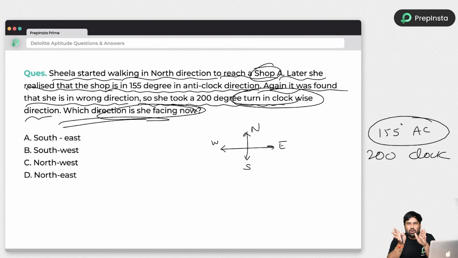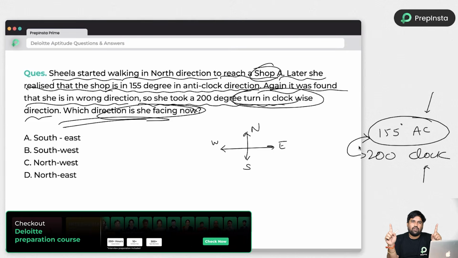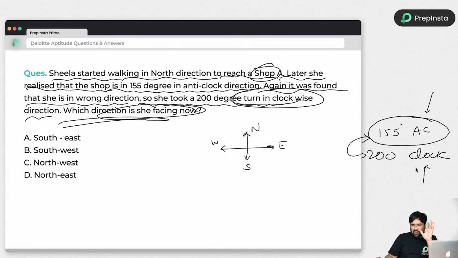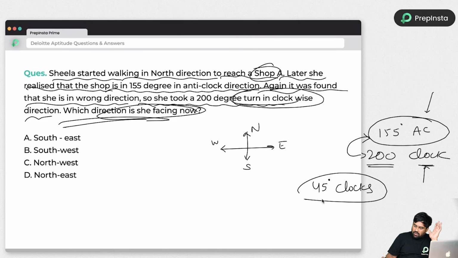Whenever they have given clockwise and anti-clockwise direction shifts, you need to do one thing: add all anti-clockwise, add all clockwise, and take the difference between clockwise and anti-clockwise, and you will get the answer. See, there is no huge concept here. Only one anti-clockwise and one clockwise is there. What is the difference of them? Simple, right? Anti-clockwise and clockwise are opposite directions, so you need to subtract. And what is the bigger one? Clockwise, right? So the resultant is 45 degrees clockwise. The difference of 200 and 155 is 45. The biggest one is clockwise. So the answer is 45 degrees clockwise.